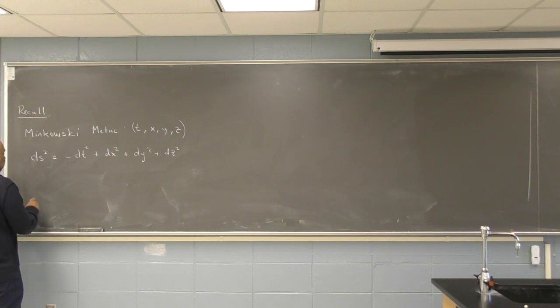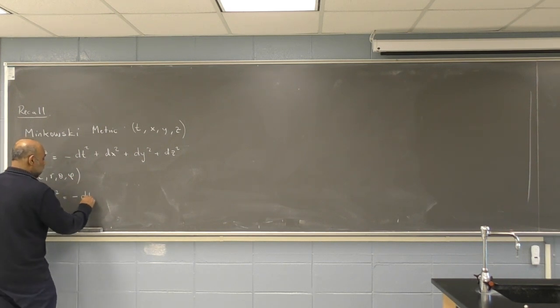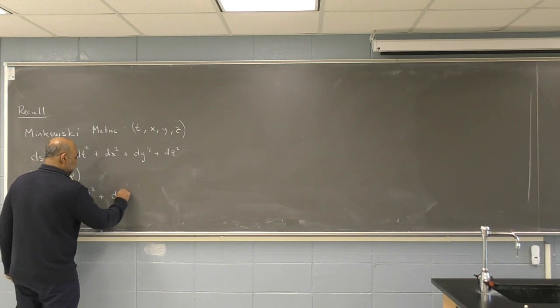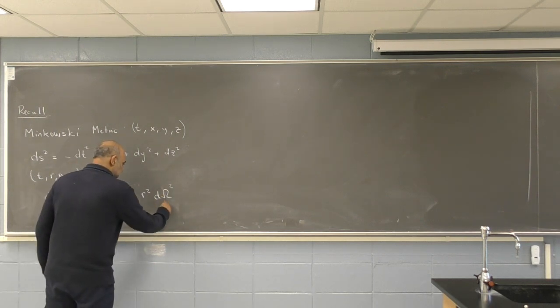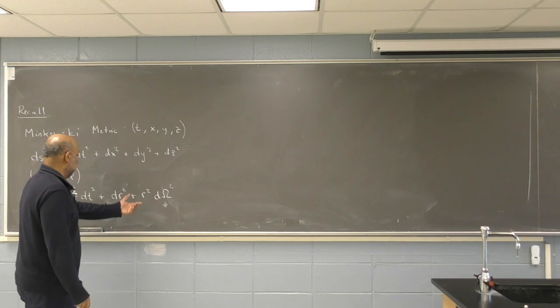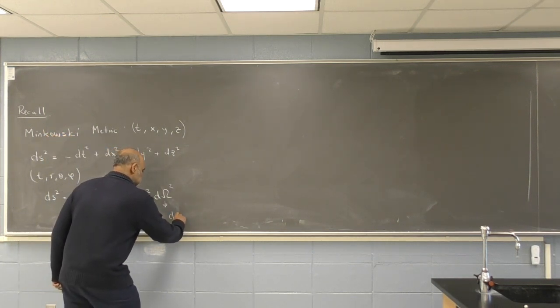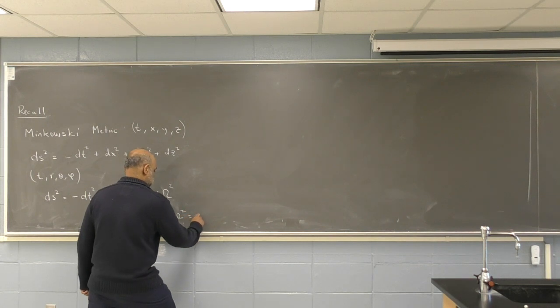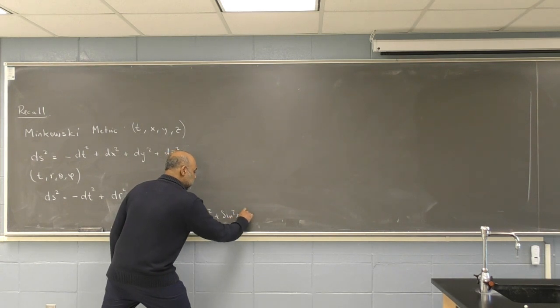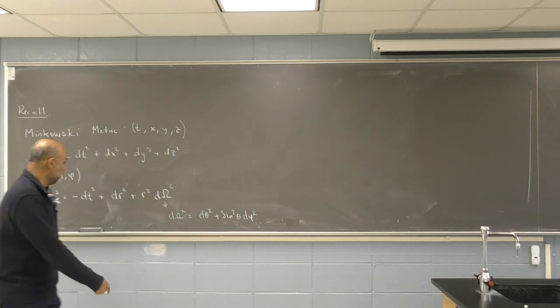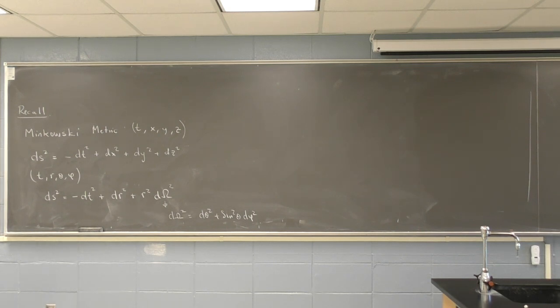And if I were to use, in particular, a spherical coordinate system, the same line element will have the form dt squared plus dr squared plus r squared times the line element for a sphere, and explicitly it is d theta squared plus sine squared theta d phi squared. Okay, so this is flat spacetime in spherical coordinates.